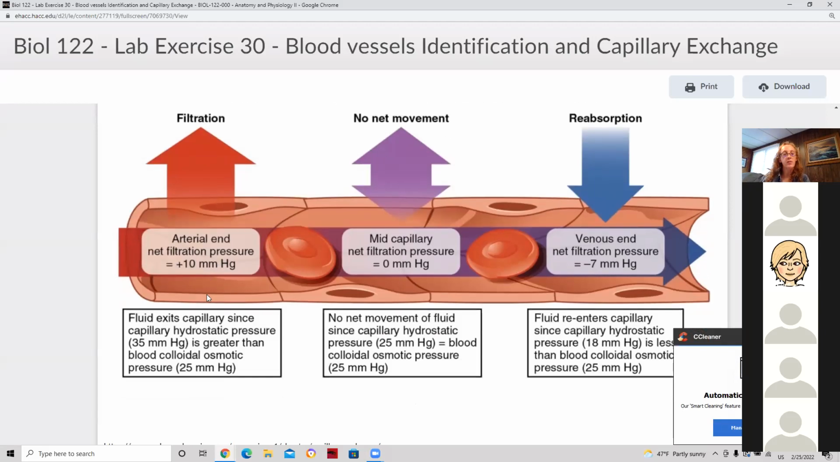On the arterial end, the capillary hydrostatic pressure, the pressure to move things out, is higher than the pressure to bring things in to the capillary. And the result is that the net movement of fluid is to move out.